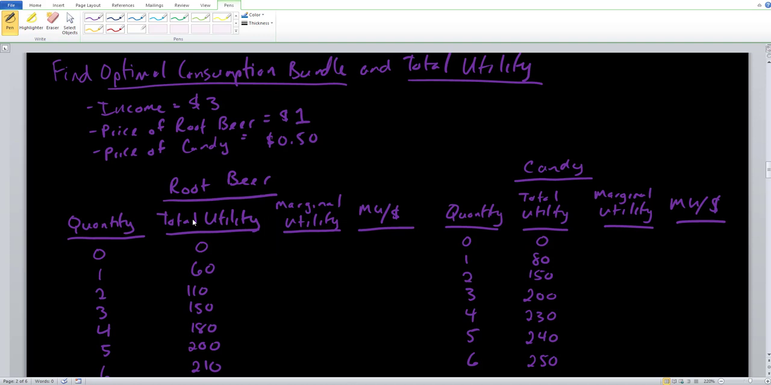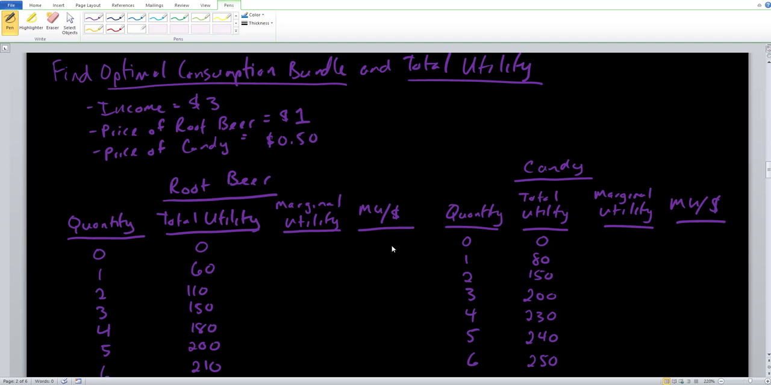In order to do that, we have two goods. We have root beer, we have candy. We have quantity, total utility, marginal utility, and the marginal utility per dollar for each of these goods. And of course, as we see within this set of information, it's your job to fill out all the missing blanks in order to answer these two questions.